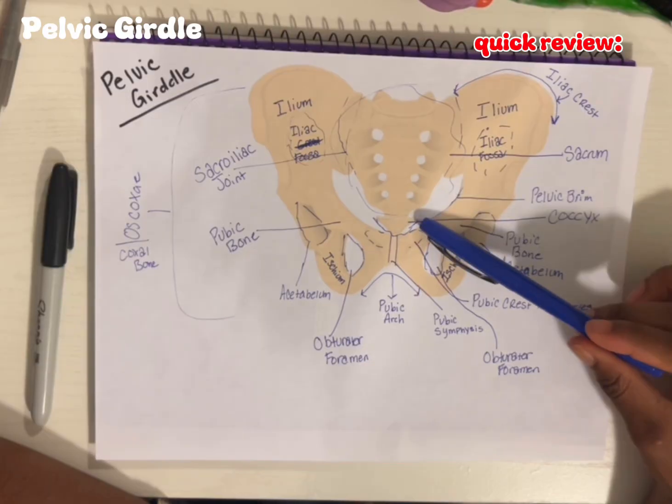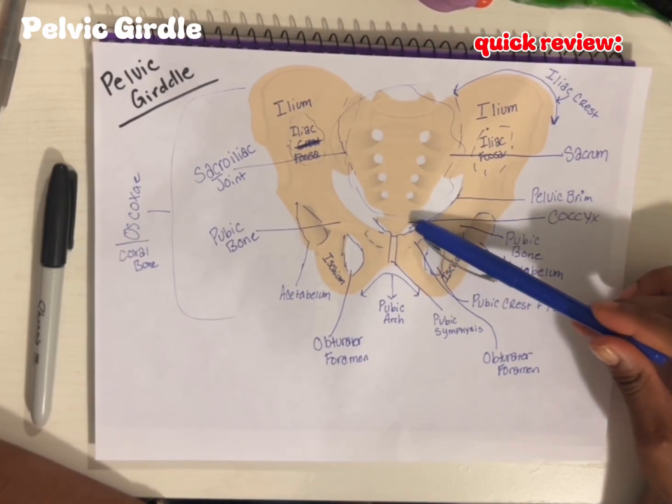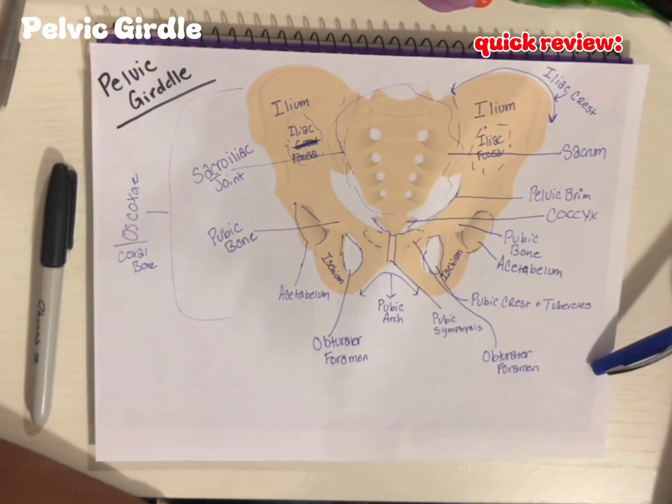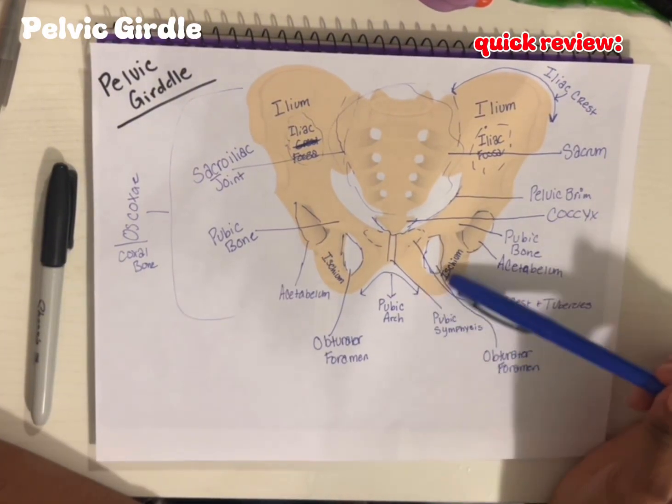Your pelvic rim is going to be right here on the inside, where your pubic bone is. Your pubic crest and tubercles are going to be these projections right here. Like I said, it's hard to see on this model, but I think that's it. I think the ischiums are right here on both lateral sides of the pelvic girdle.